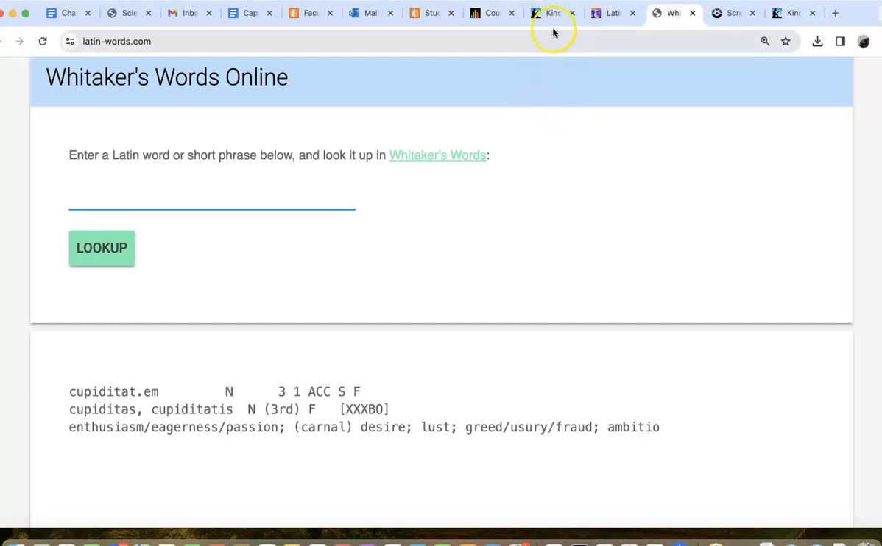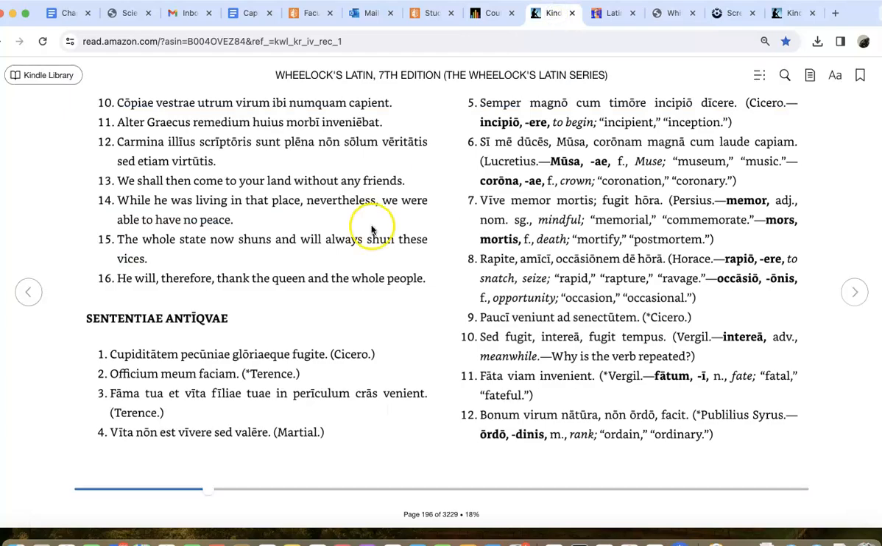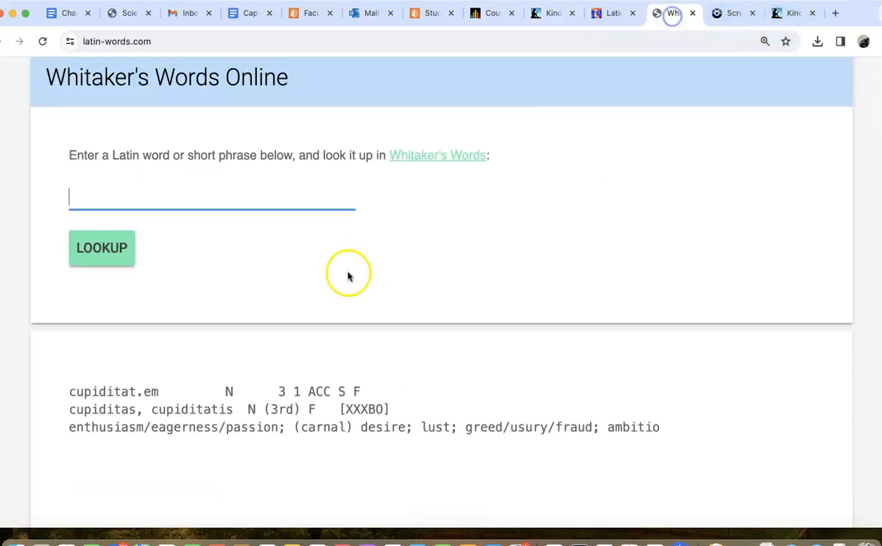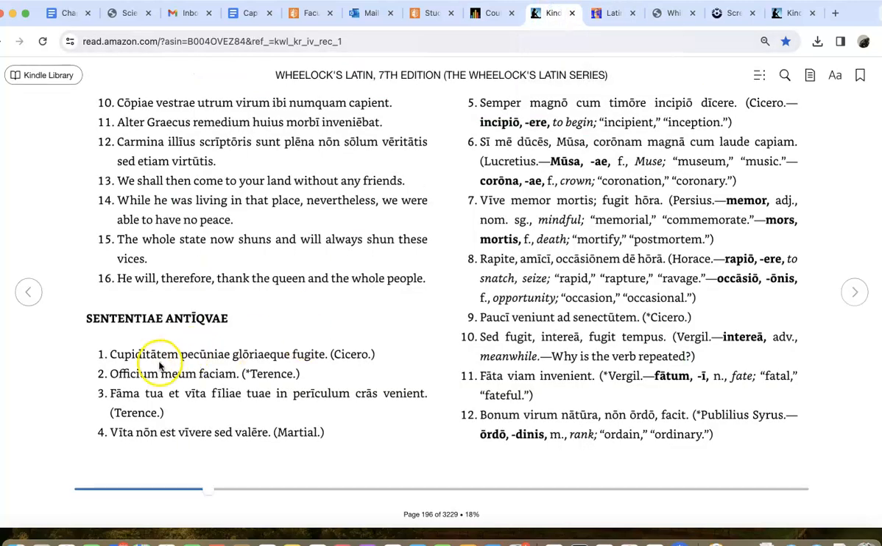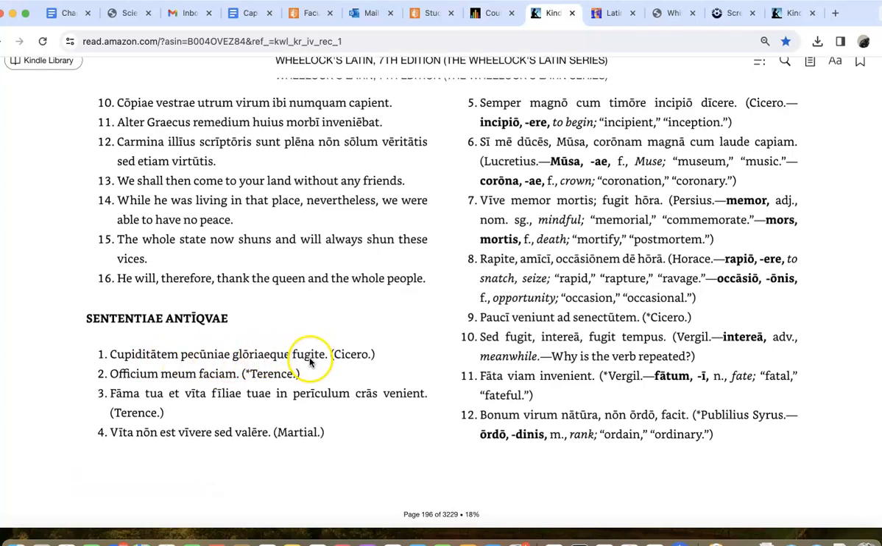At any rate, that's neither here nor there, but you'll definitely want to use this as a source. So notice it ends in -em, and even here on Whitaker's Words, it tells us it's accusative. If we look here, we see third declension accusative singular ending in -em. So it tells us it is the direct object. So desire, money, glory, flee.